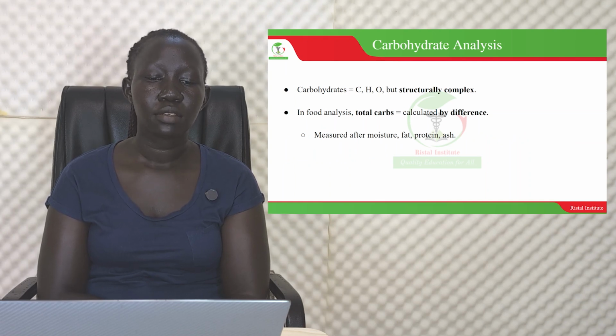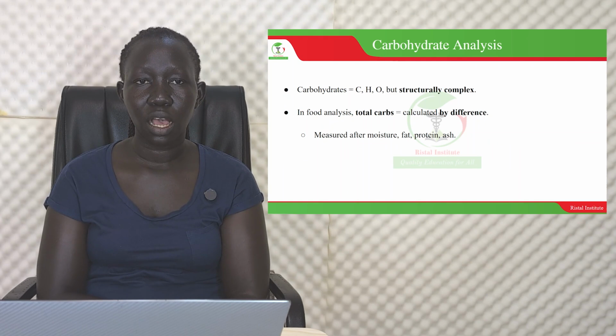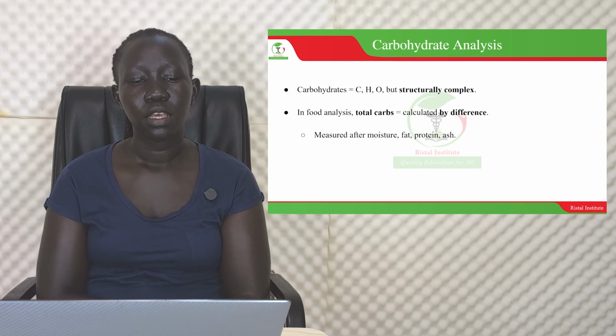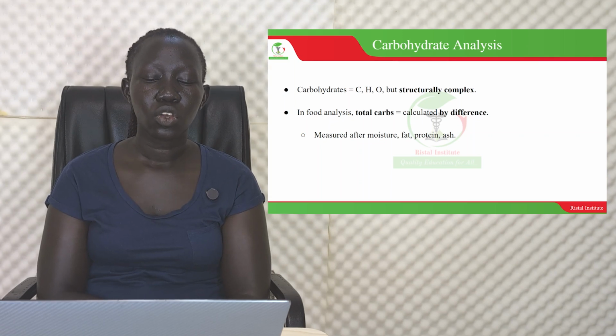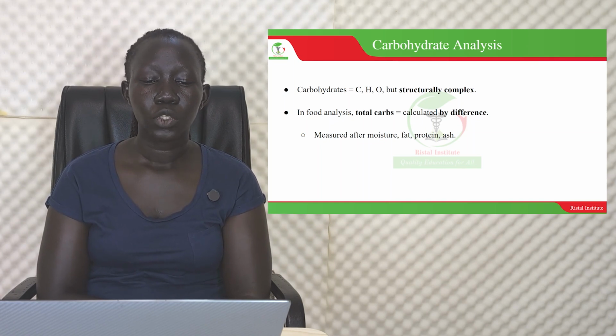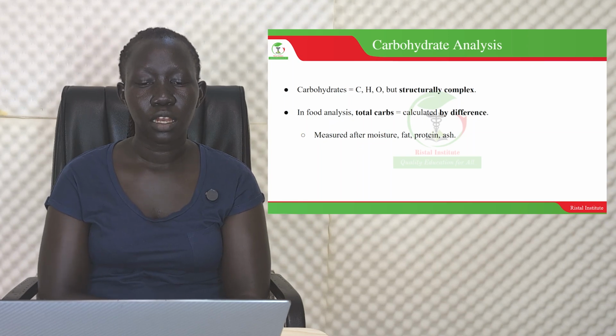Carbohydrate analysis. Carbohydrates, we said, contain carbon, hydrogen, and oxygen, but they are structurally complex. In food analysis, total carbohydrates can be calculated by difference, after measuring moisture, fat, protein, and ash.